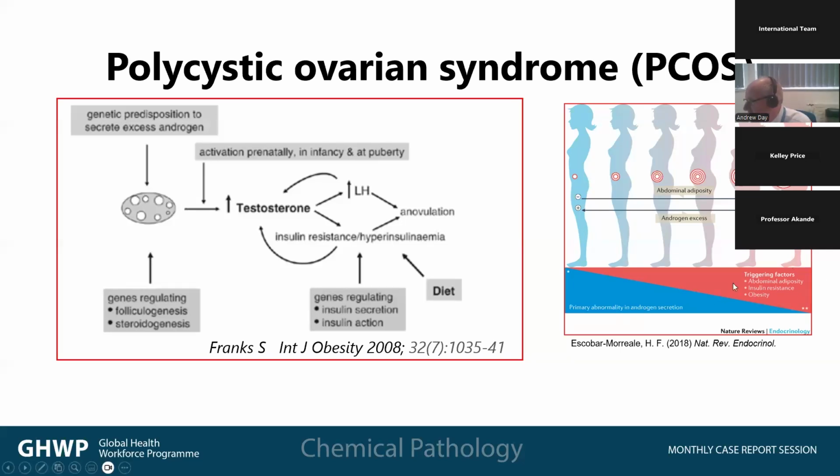At the other end of the spectrum, there will be women who've got predominantly those insulin-resistant features and only minor abnormalities of androgen production. But all of these types could develop polycystic ovarian syndrome if there is that balance of those two factors.